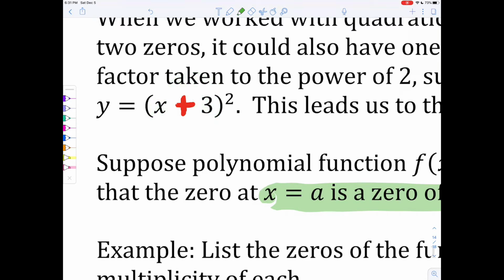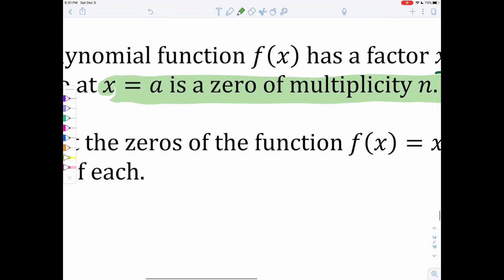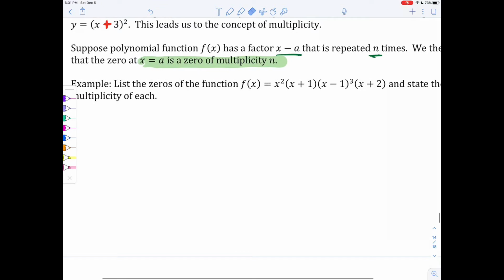Anyhow, moving on. So what that says is if you've got a factor, maybe like x minus 6 to the power of 9, then 6 is a 0 with multiplicity 9. We've got an example right here, and we're going to list the zeros of this function and state the multiplicity of each one.